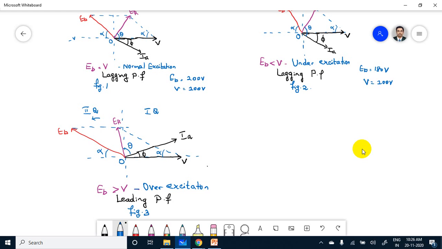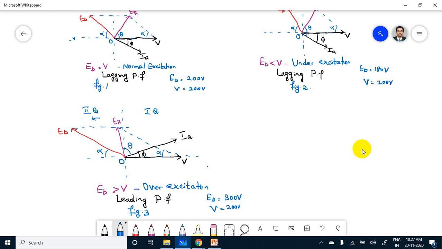When EB is over excitation, what will the EB value be? For example, EB value will be 300 volt, but V value will be 200 volt, and it moves towards the back EMF. Do you understand? This is nothing but leading power factor.